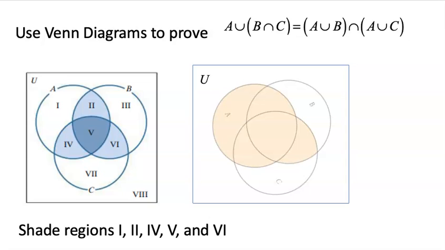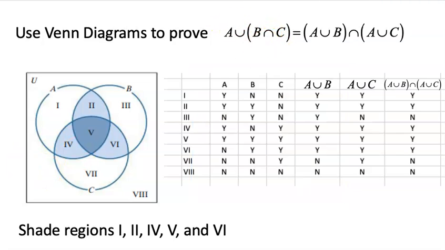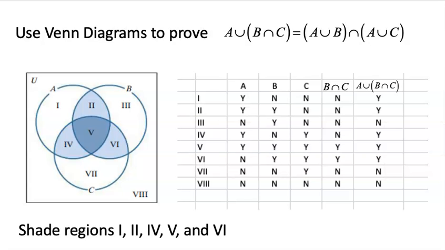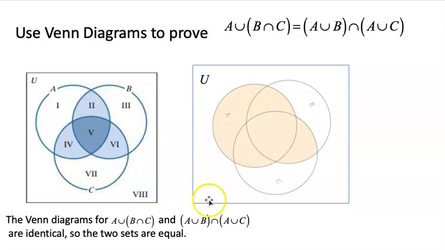And that should look familiar because that is exactly the same set of regions that we shaded for A union B intersects C. So this table for A union B intersect A union C was the same as this table: it went yes, yes, no, yes, yes, yes, no, no. So we wound up shading the same regions. When that happens, what have we done? The Venn diagrams are identical. So if that's the case, we can conclude that the two sets are equal. And that will conclude this lesson.